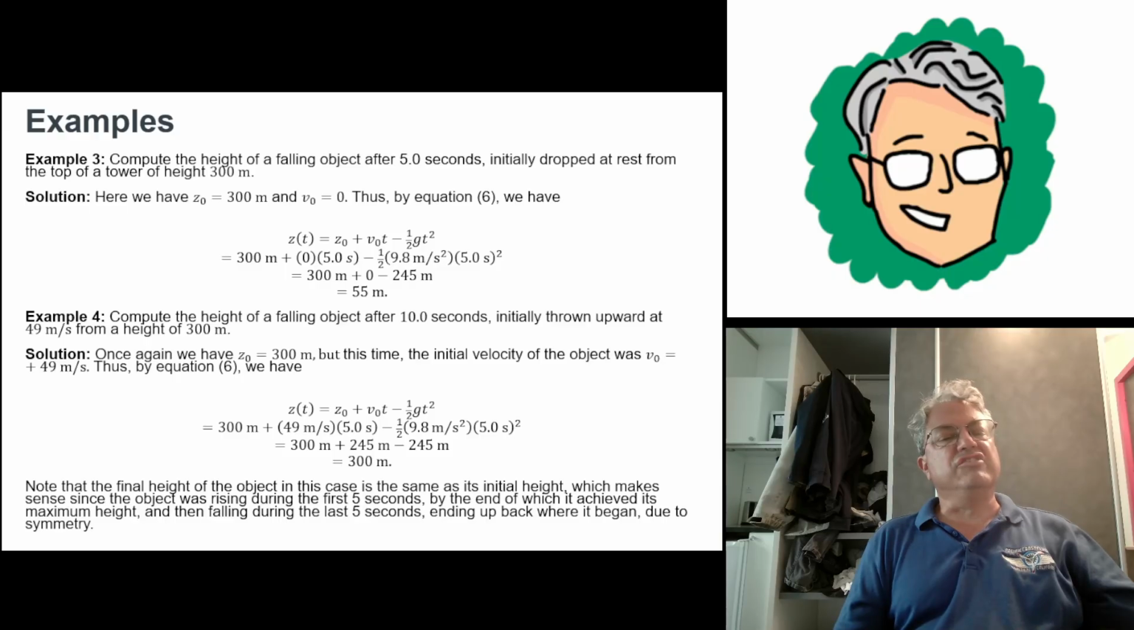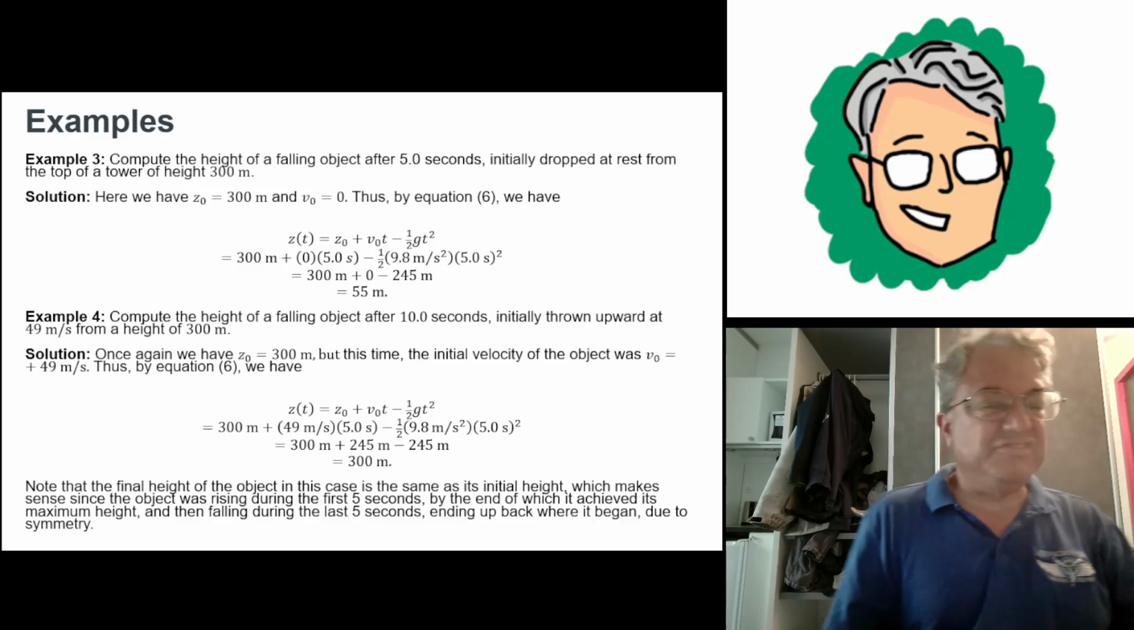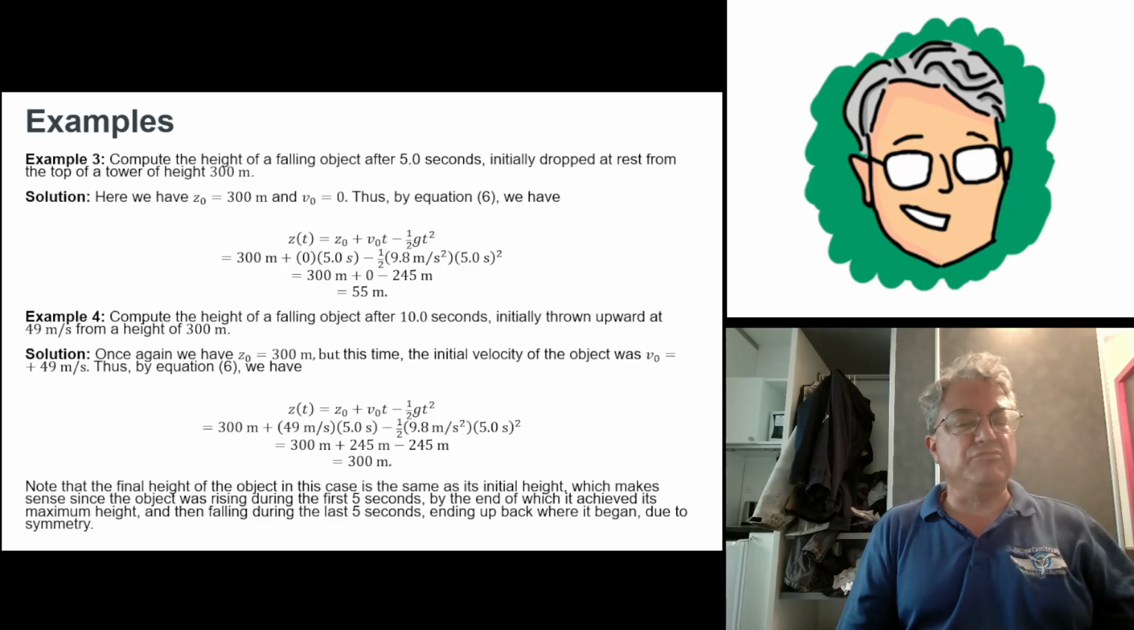which I'm not calculating here. I think it turns out it's another 245 meters. So it'll be 545 meters above the ground after 5 seconds. And then for the last 5 seconds, it falls. Remember, it fell 245 meters in the first 5 seconds in the last example, example 3. Well, it's going to do the same thing here. So after 10 seconds, it's going to end up back where it started at a height of 300 meters.